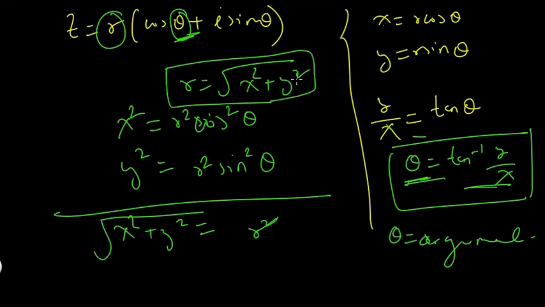So we know that under root x square plus y square is what? Modulus, right? So this r is equal to the modulus, and theta is what? Argument. Okay, so we have to be clear, right? This is the polar form of the complex number. You got it? Now we will use an example to solve the complex number.